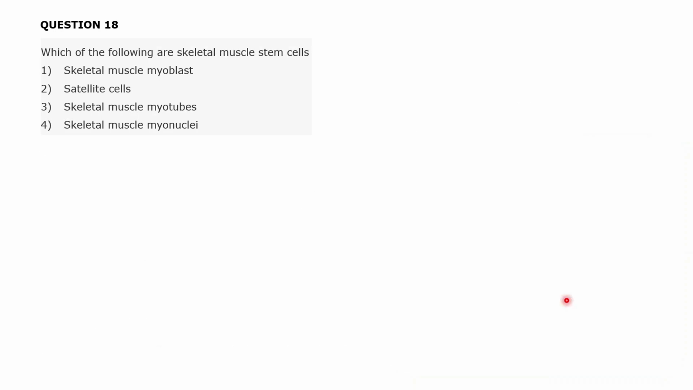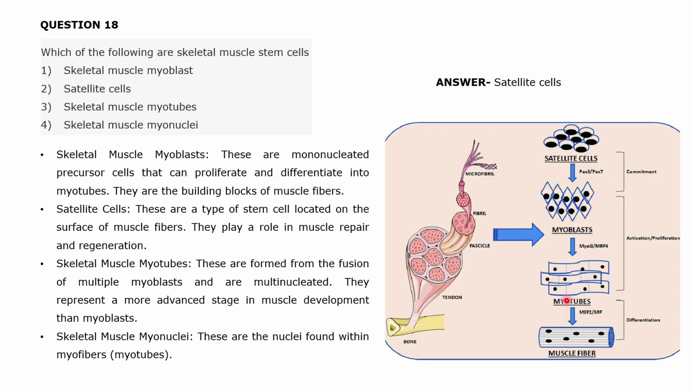Coming on to question number 18, you will know the answer to this question. Which of these are skeletal muscle stem cells? Skeletal muscle myoblast, satellite cell, skeletal muscle myotubes, or skeletal muscle myonuclei? Which may be the answer? Option number 2, am I getting any other option? Option number 2 I am getting also. So the majority of you answered the satellite cells, and you are basically right. So I think I should not explain this once more.